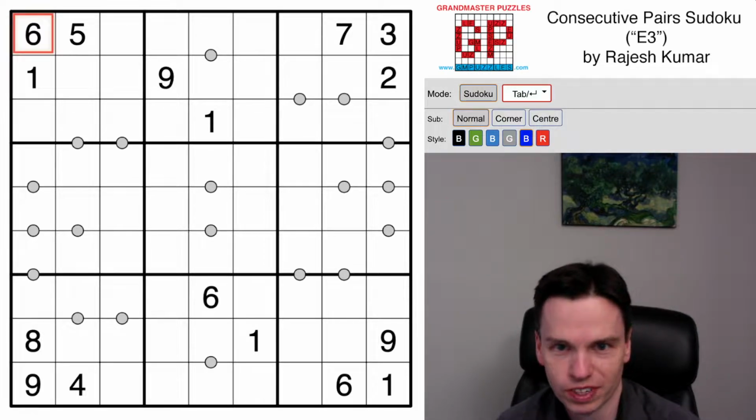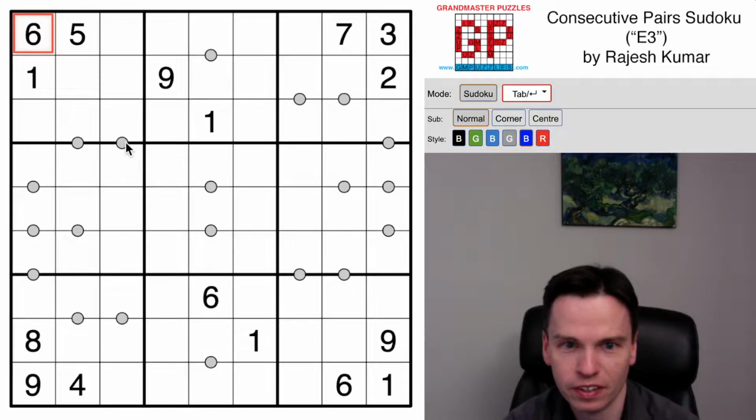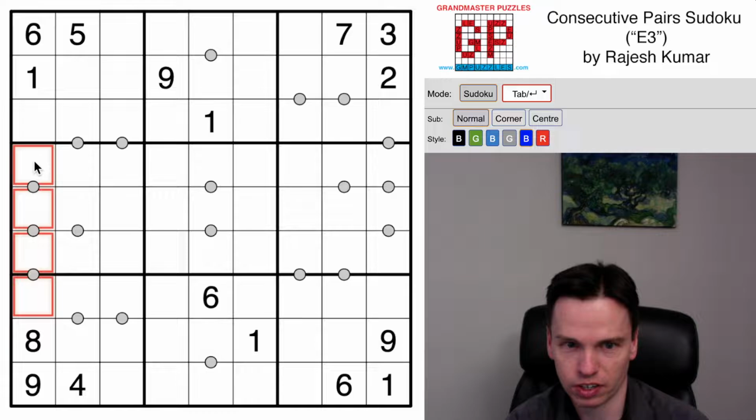We're here to talk through this consecutive pair Sudoku by Rajesh Kumar called E3 for this symmetric dot pattern. One thing that stands out is all these dots are on horizontal edges, so edges that separate two vertically connected cells. And some larger series sort of draw your eye right away.